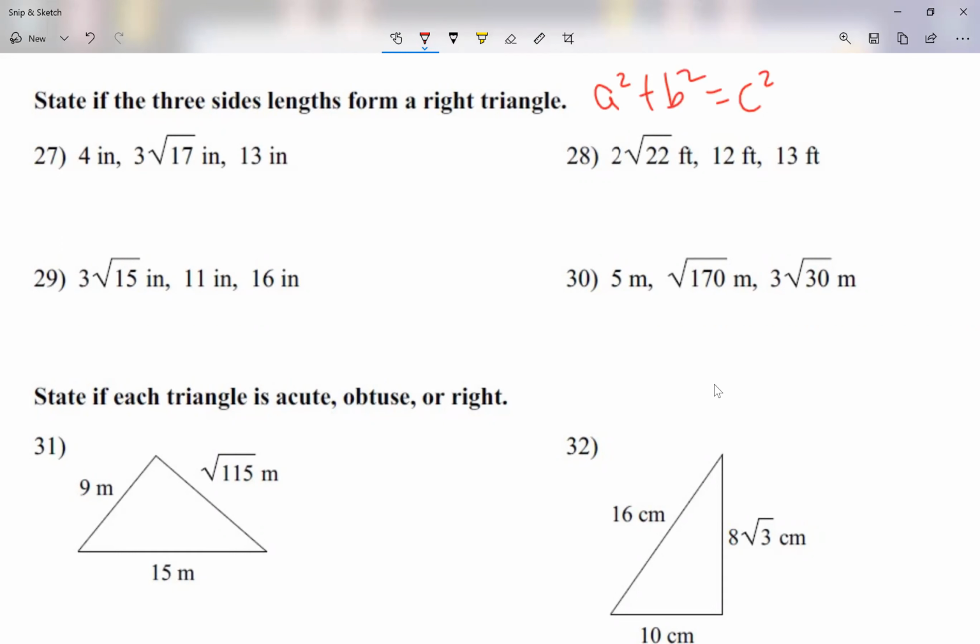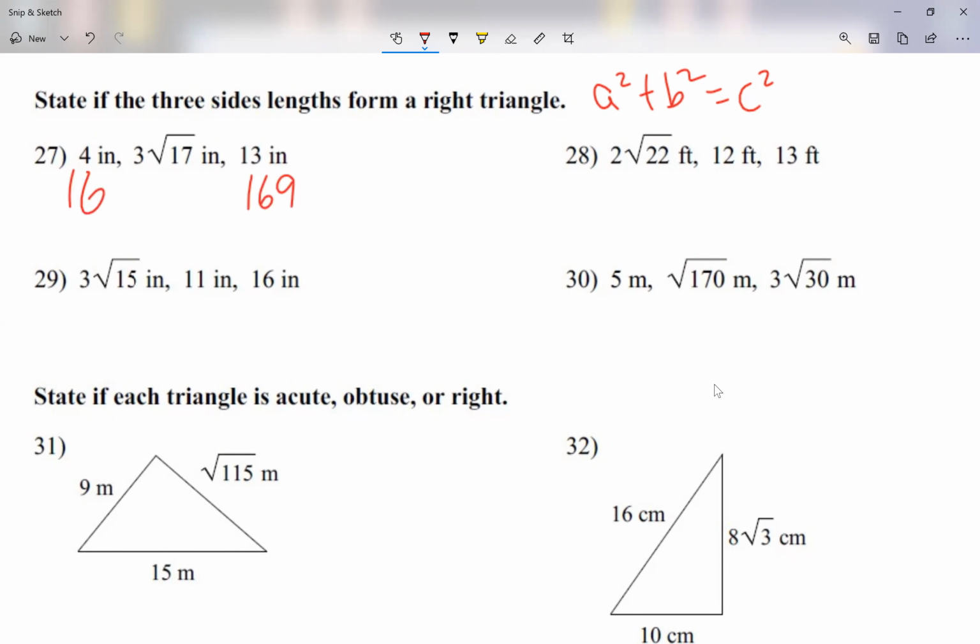So now it's asking, state if the three side lengths form a right triangle. So it's more like a yes or no type of question. So what I'm going to do, let me square each of my values. 4 squared is 16. 13 squared, right? I'm going to deal with the whole numbers first. 13 squared is basically 13 times 13. So that's 169.